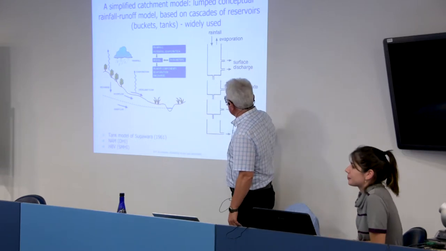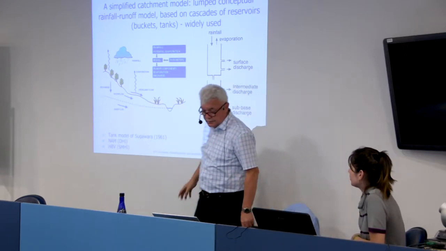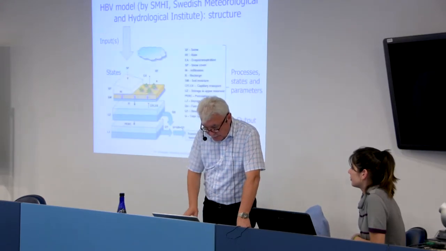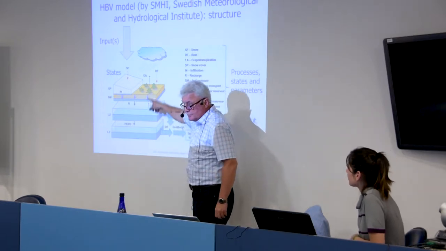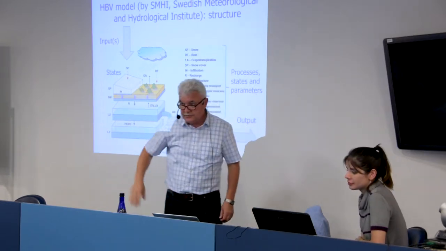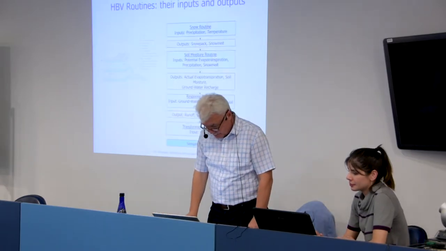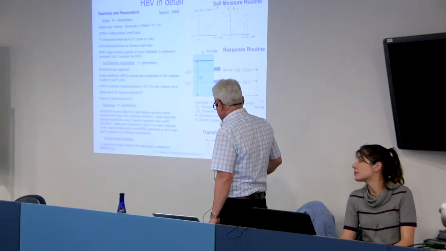There are slightly different equations here, where we chose very simple linear equations. They could be more complex. So you could have, for example, the HBV model has a bit more complex equations in these components over here. There could be non-linearities, different functions introduced, which would increase the accuracy of the model. So this is HBV in detail. If you are interested, you can go to the website and check how it works.